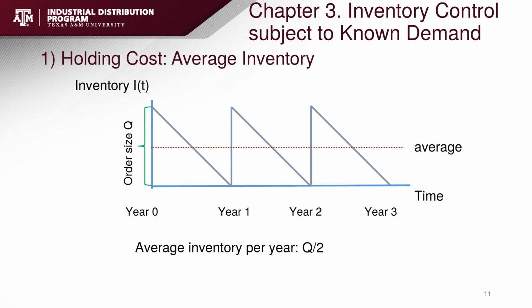Alright, so the familiar picture you need to remember is the sawtooth pattern. Imagine an order of size Q arrives at time 0, inventory jumps from 0 up to Q instantly. Then demand draws it down at a constant rate, which we'll call lambda, until it hits 0, then the cycle repeats. Now the dotted red line in the middle represents the average inventory, and because it drops linearly, it sits right at Q over 2.